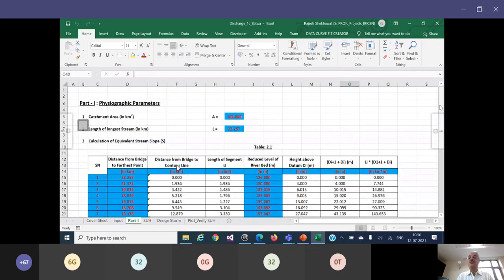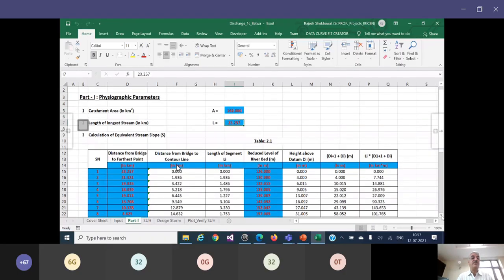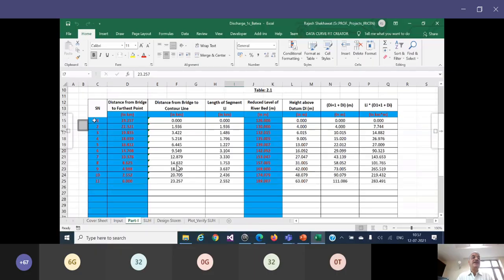Then this is part 1. Physiographic parameters. Catchment area. How much is the catchment area? So we had calculated 162.080. L. So you have to put only in these blue colored cells only. All others are automatic. Here, this is the data, 11 segments, and this is the distance what we have measured. Then this in kilometer unit, if it is different, you can correct it here. These are the reduced levels. So you have to give only these 3 columns. That's all.